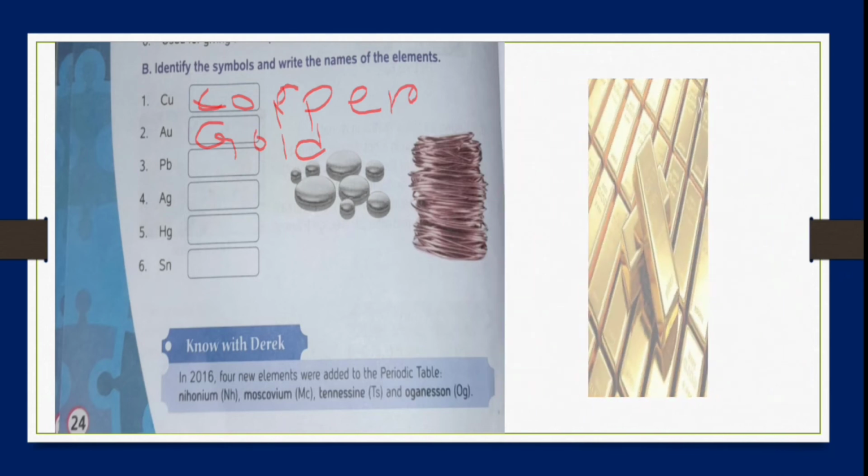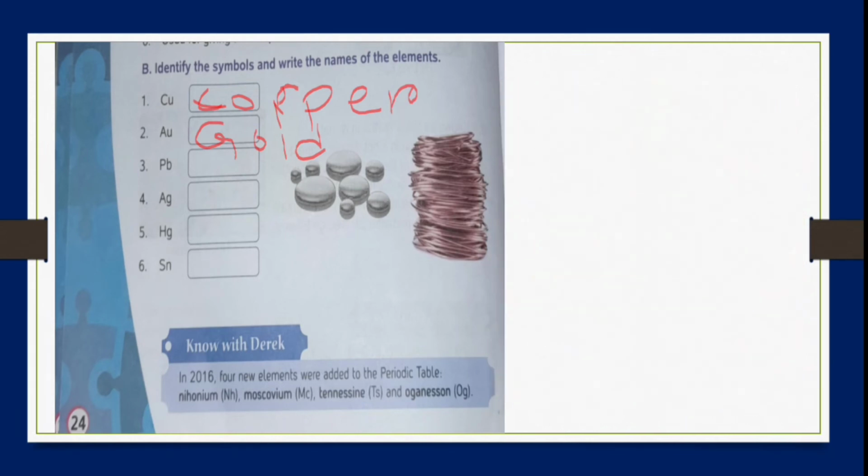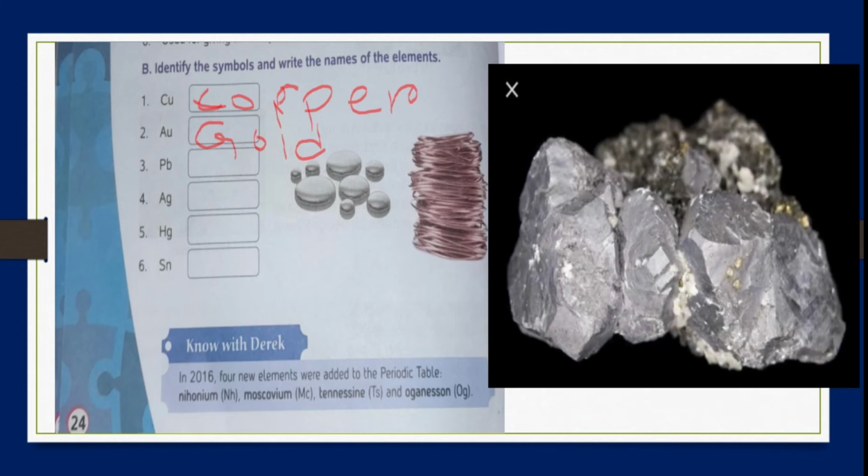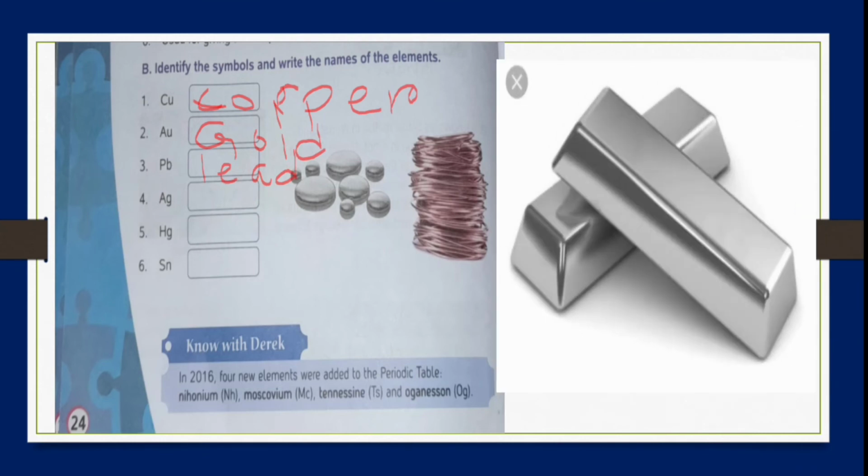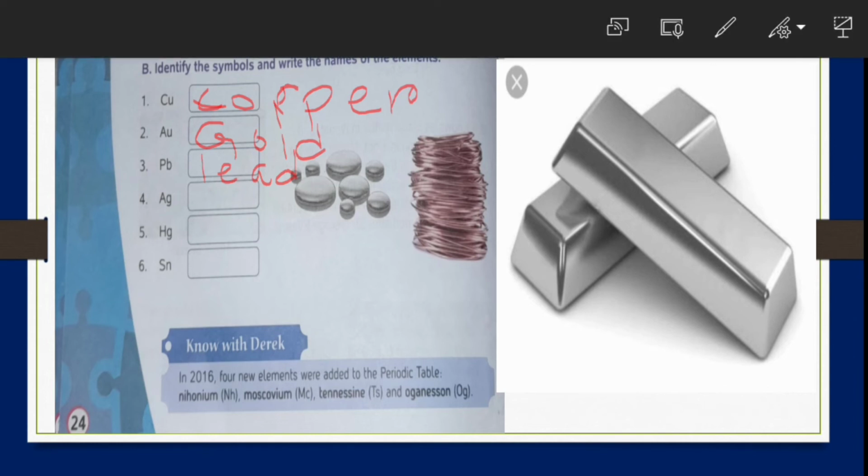Next, Pb. The symbol Pb stands for the element lead. So we are going to write lead here. L-E-A-D. Lead. Okay, children. Next, Ag. Ag stands for silver, and this is the picture of silver. So let's write down silver, children. S-I-L-V-E-R. Silver. Next, we have got Hg.